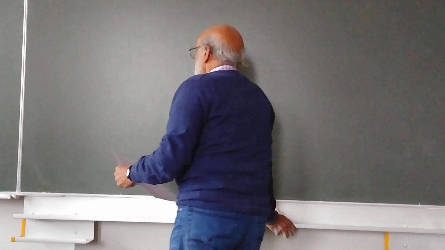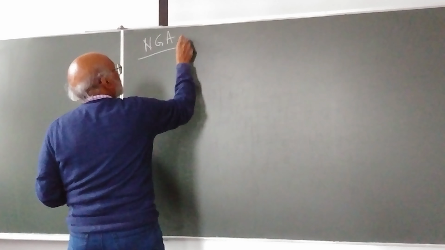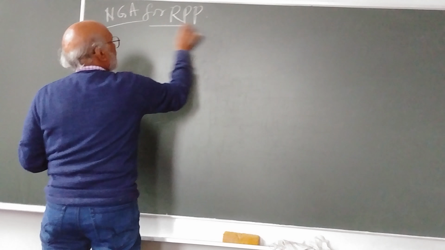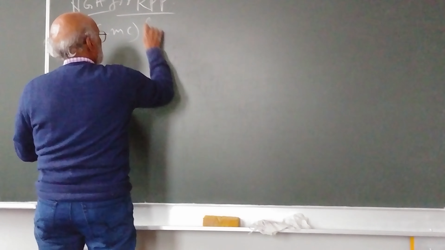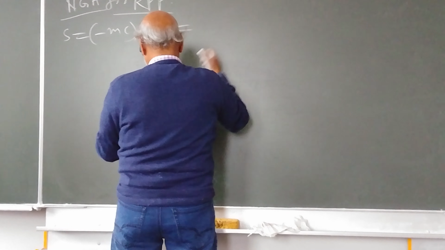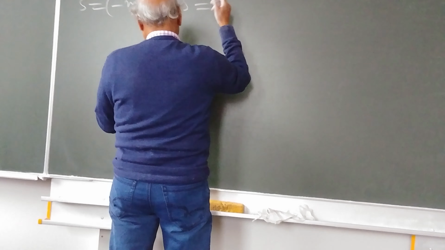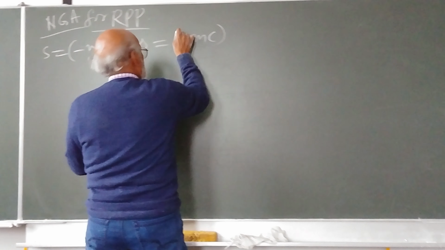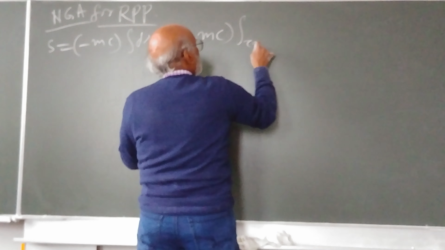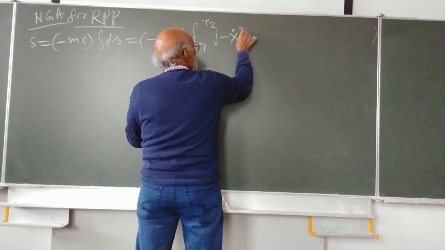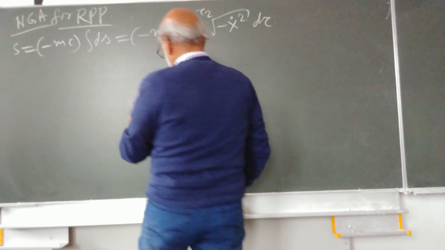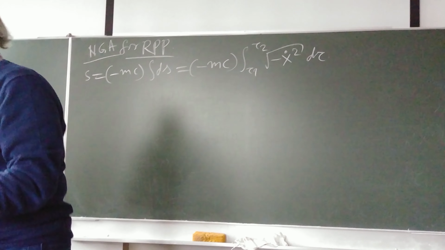So we work further with the Nambu-Goto action for the relativistic point particle. This is S equal to minus mc times the integral of ds, and this is what we have: minus mc, integral from tau 1 to tau 2 of square root of minus x dot square d tau. Is that fine? That's what we derived just now.